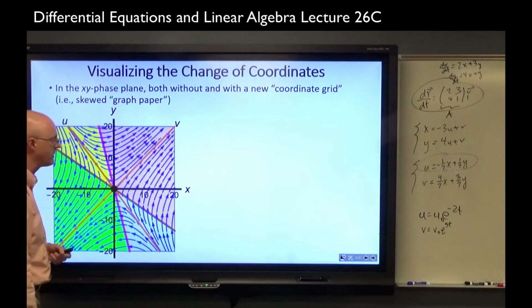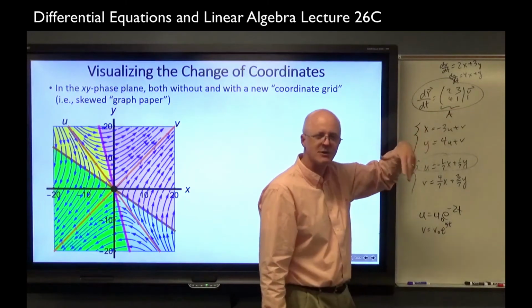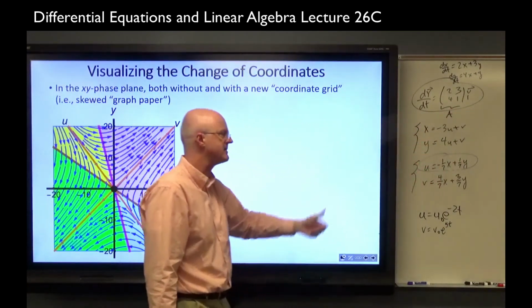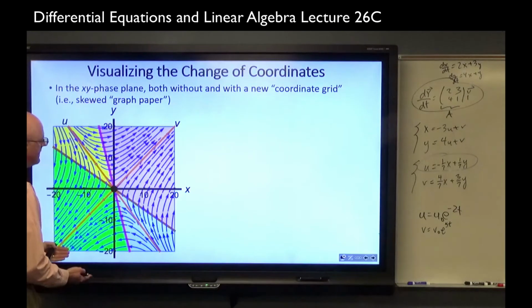There's a unique equilibrium point at the origin because the determinant of the coefficient matrix is non-zero. So the only solution of A times y equals 0 is just the zero vector, just the trivial solution. That's why there's just one unique equilibrium point. The brown line is the x-nullcline, solutions cross vertically. The pink line is the y-nullcline, solutions cross horizontally.